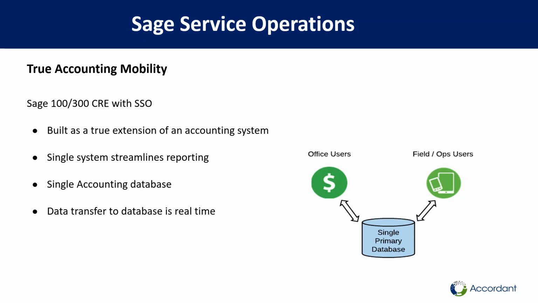So SSO is a true web extension of 100 and 300. All data collected in SSO on mobile devices updates Sage 100 and 300 real time. So there's no database syncing needed. There's no, at the end of the day, let's update the database. As entries are made on a phone, perhaps recording time or materials or issuing a purchase order, the back office or anyone that's inside of Sage will see the transactions post automatically.